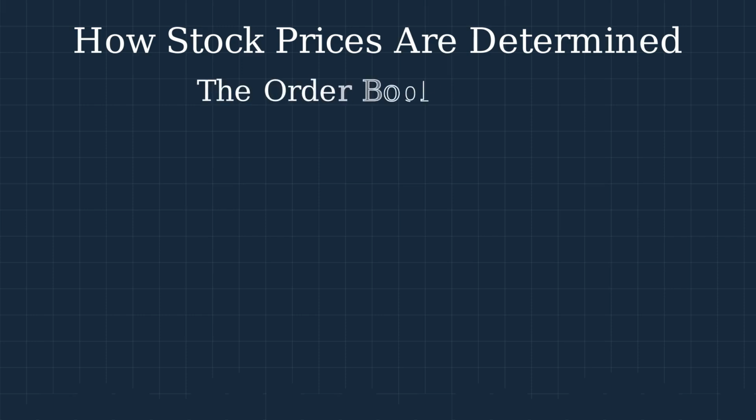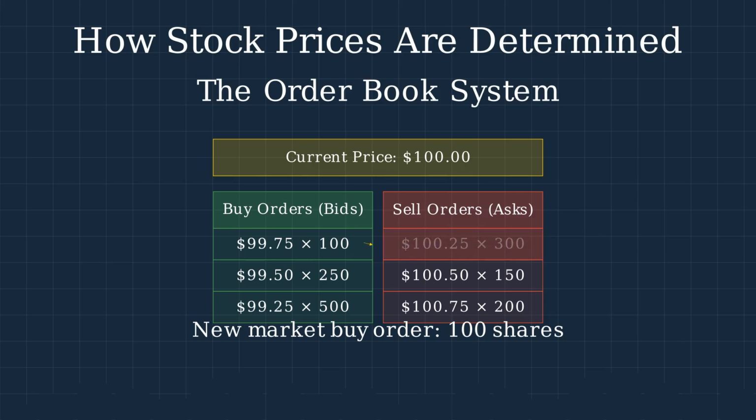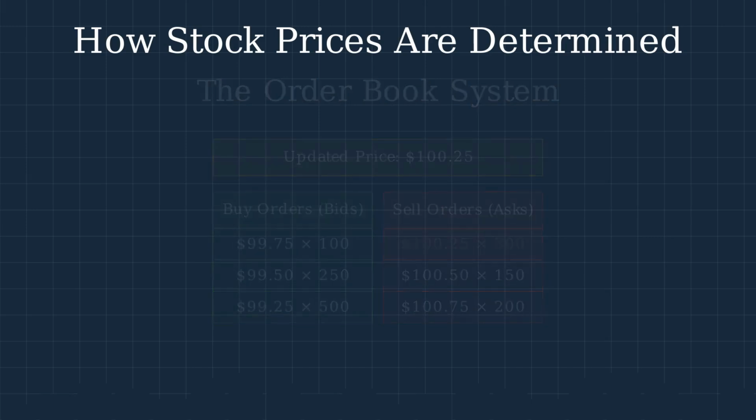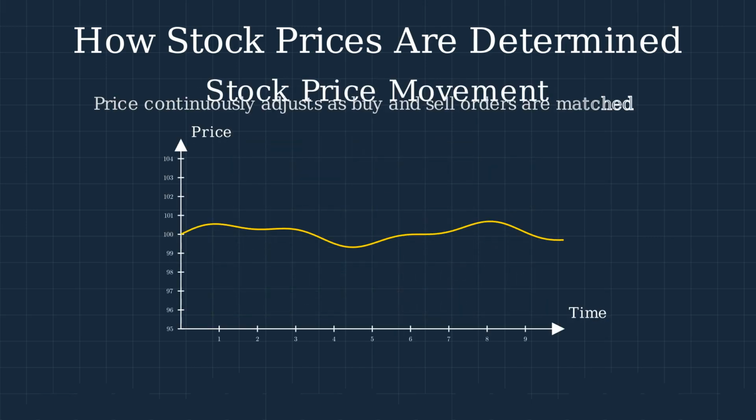The actual stock price at any moment is determined through the order book system. When a new buy order enters the market, it's matched with the lowest available sell order. This transaction establishes a new market price, which becomes the last traded price. Stock prices continuously adjust as buyers and sellers interact in the market.